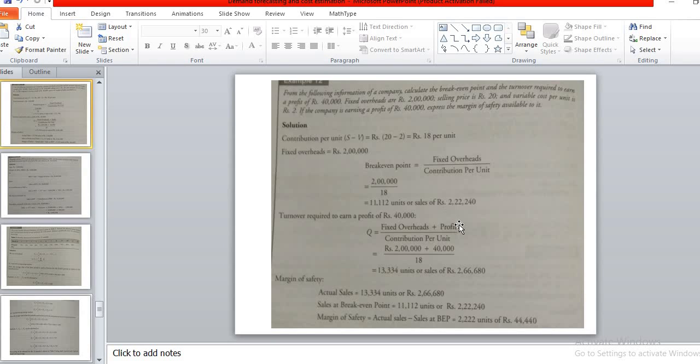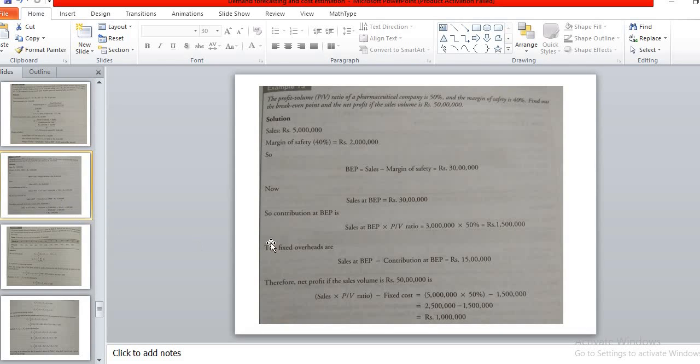So this example is similar to the previous example, but here they ask for margin of safety. Here margin of safety is equal to actual sale minus sale at break-even point. So these are the two examples on the break-even analysis. Let us go through another example.